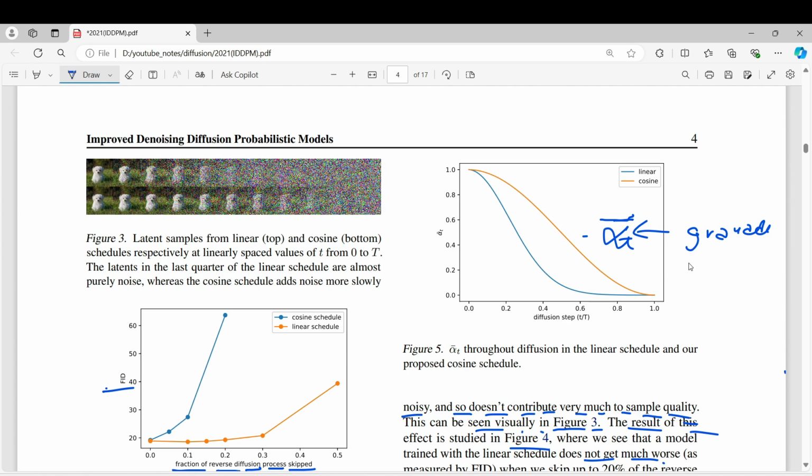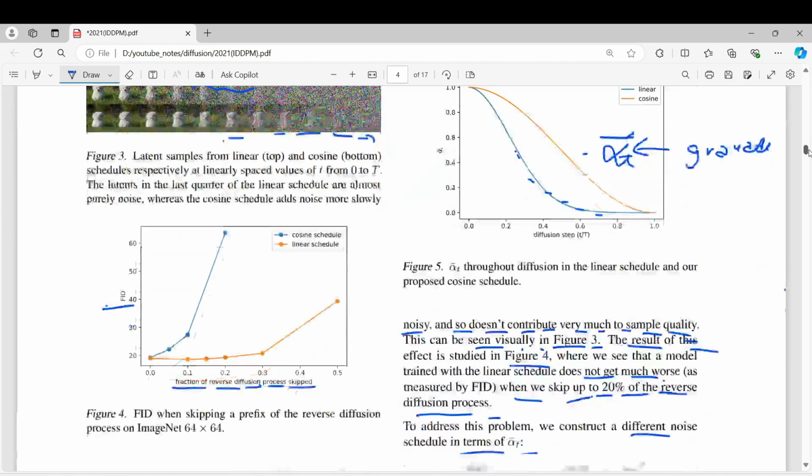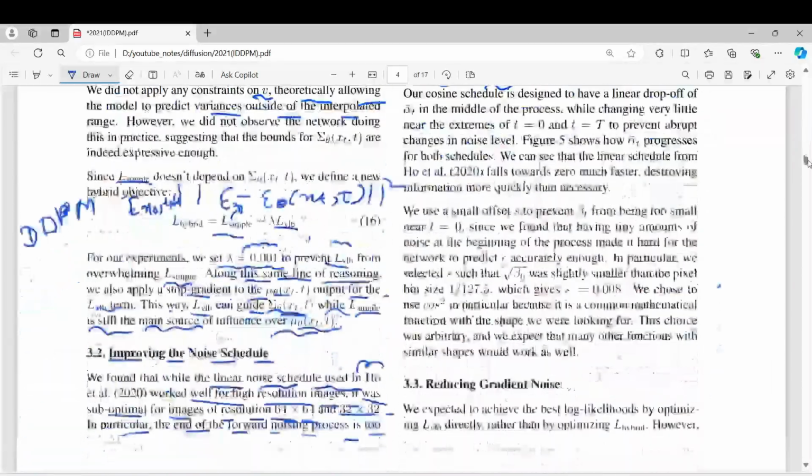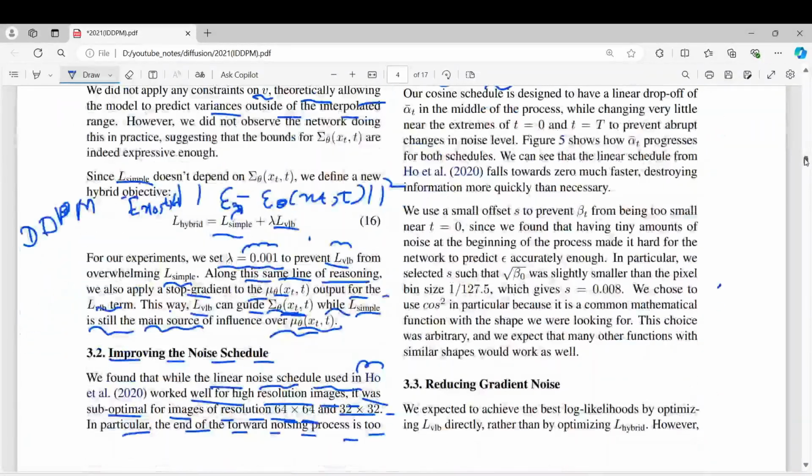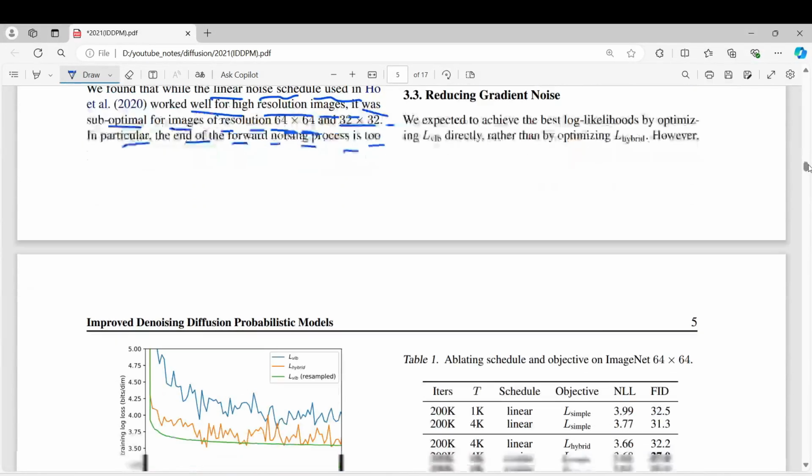So our diffusion process will also be steady here. You can observe here that it will get noisy in a steady way, rather than this, a little bit exponential, not exponential, but you can just see here. This is very unstable while adding noise. And let's move into reducing the gradient noise.